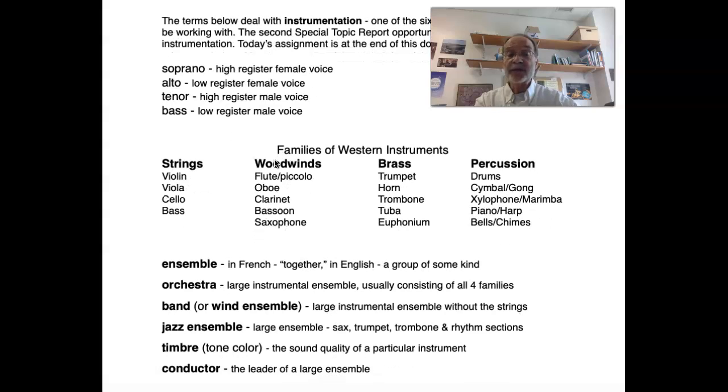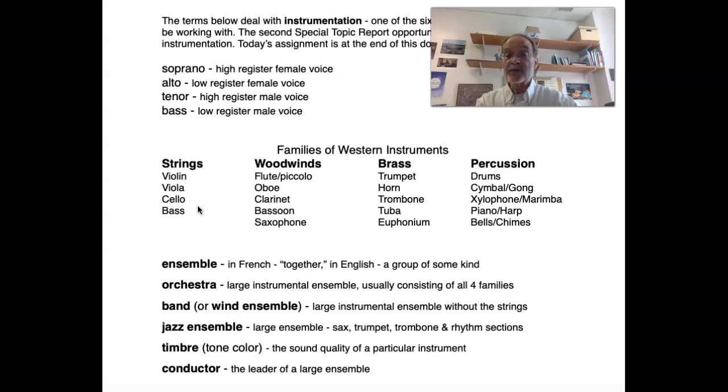There are 4 families of instruments in the orchestra: strings, woodwinds, brass, and percussion. Here are the basic members of each of those families, and they are listed by register, from the highest sounding instruments to the lowest in each of the 4 families.